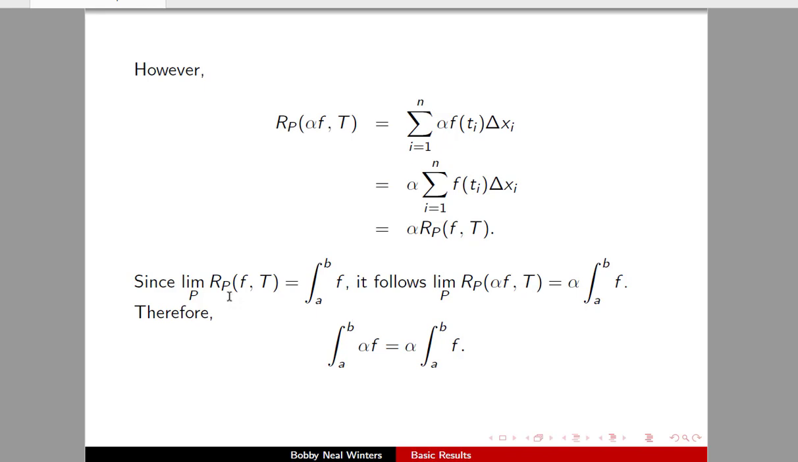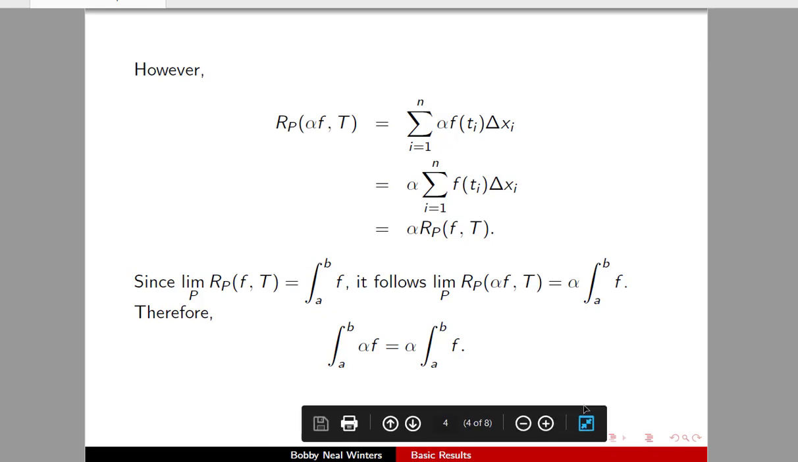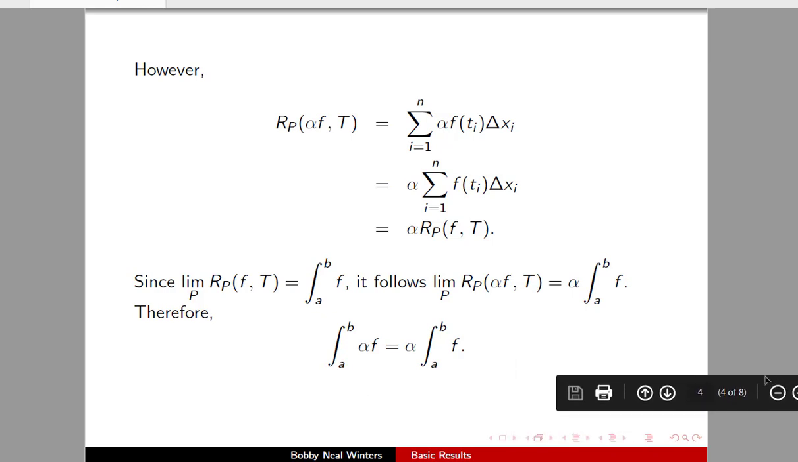Since the limit of R_P(f, t) is equal to the integral from a to b of f, it follows that the limit of R_P(alpha f, t) is equal to alpha times the integral from a to b of f. Therefore, our result follows: we can factor out the constant from the integral sign.